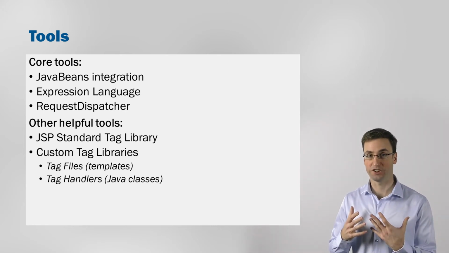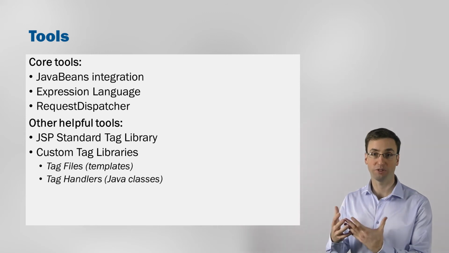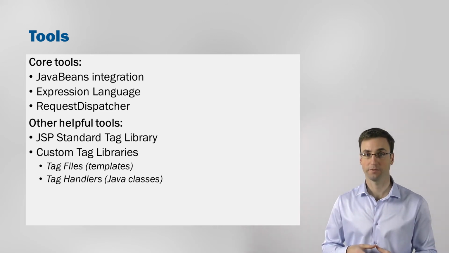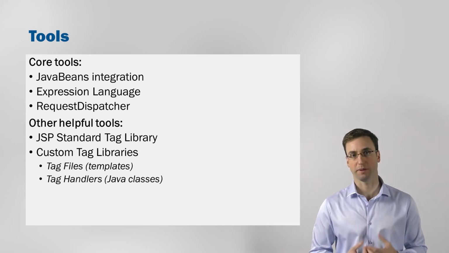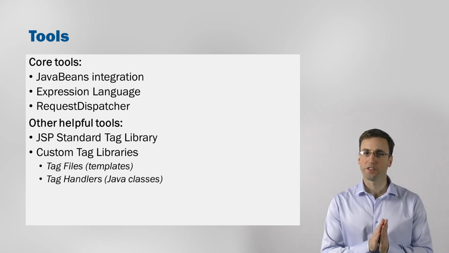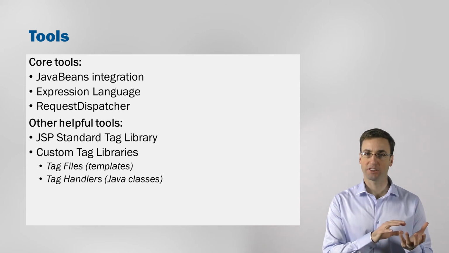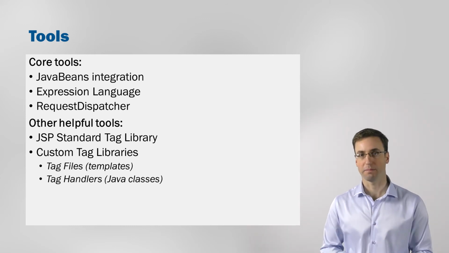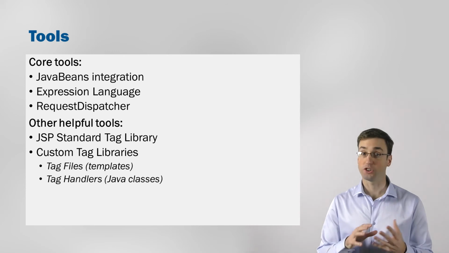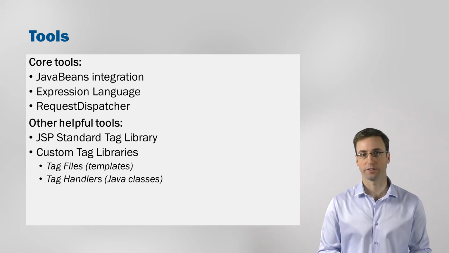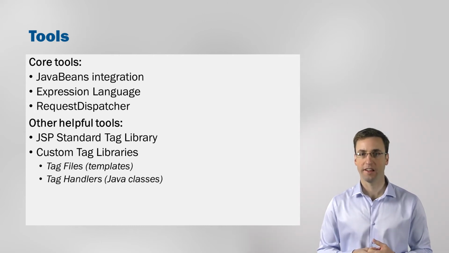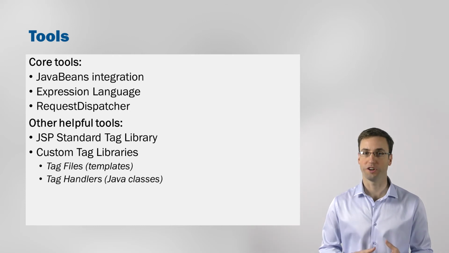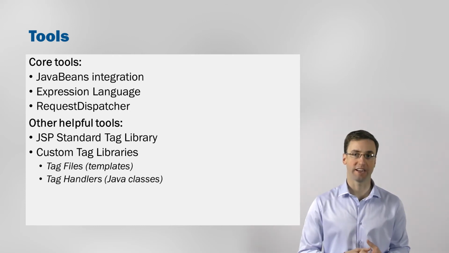JSP Java Beans integration allows you to create Java objects from JSP pages. Expression language allows you to read properties of Java objects from JSP pages. And the request dispatcher allows you to pass control from a servlet to a JSP page. So in other words, it allows your controller to pass control to a view. In addition, JSP includes standard and custom tag libraries that allow you to write loops and conditional code in your HTML while ensuring that the generated HTML is valid.